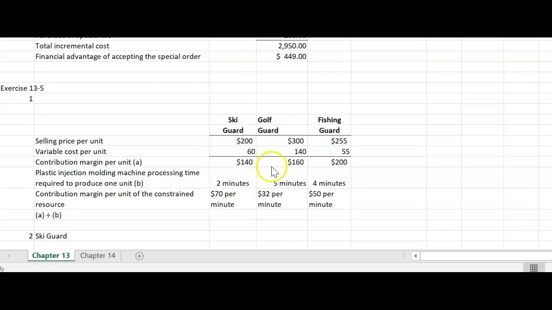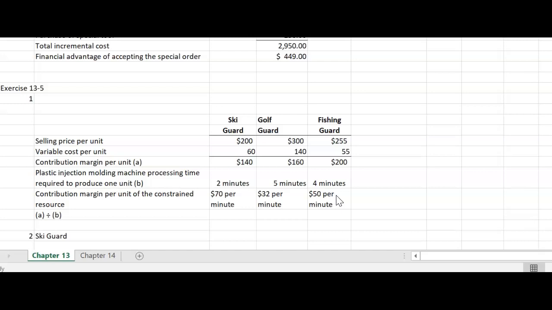For the Golf Guard, we calculate the contribution margin to be $160, and the machine time is 5 minutes. So the contribution margin per machine minute is $32. For the Fishing Guard, the contribution margin is $200 and the machine time is 4 minutes. So 200 divided by 4 minutes is $50 per minute. So that answers requirement number 1.